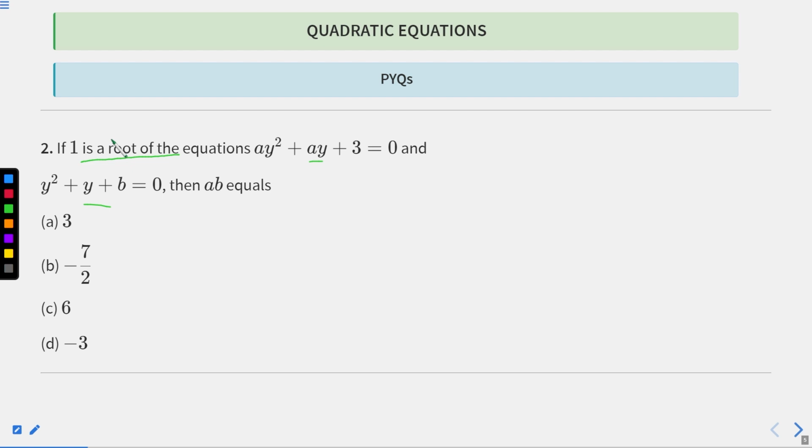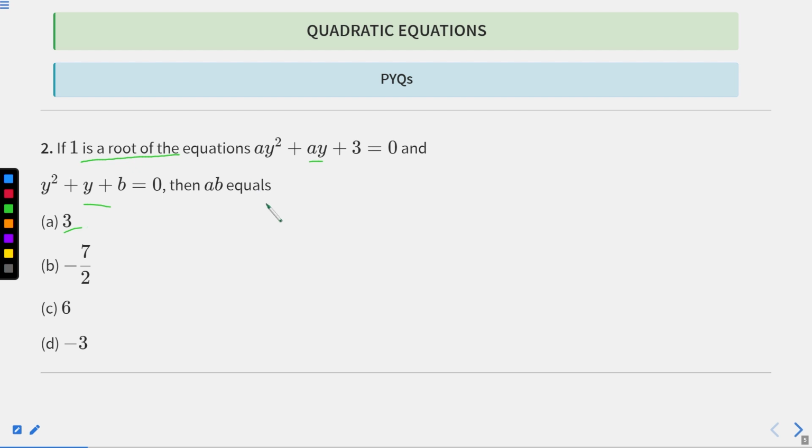Okay, now we see two unknowns here, A and B, and we have to find the product of these two unknowns, that is, A times B equals what? In option A it is given 3, in option B it is given -7/2, in option C it is given 6, and in option D we have -3.